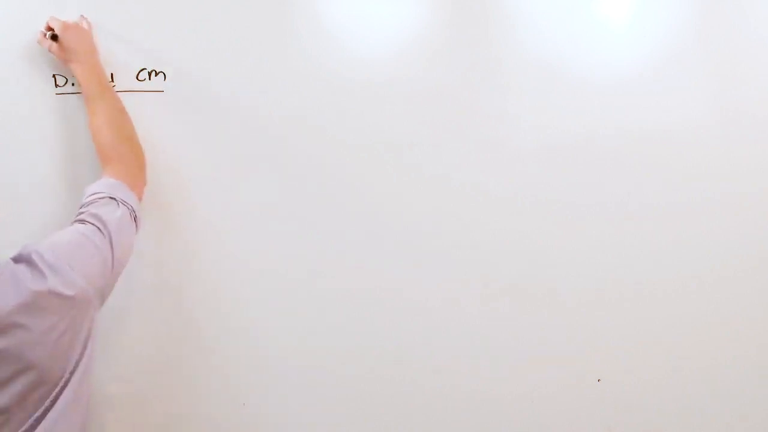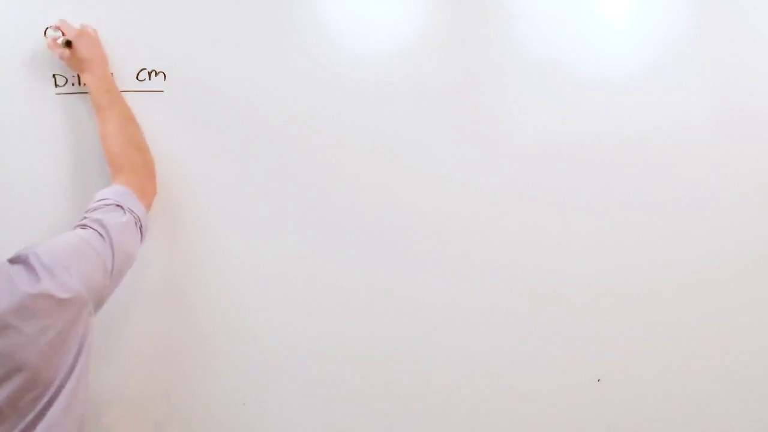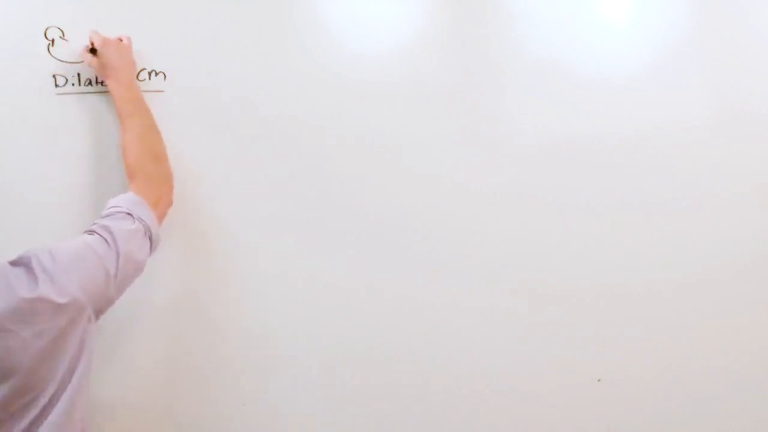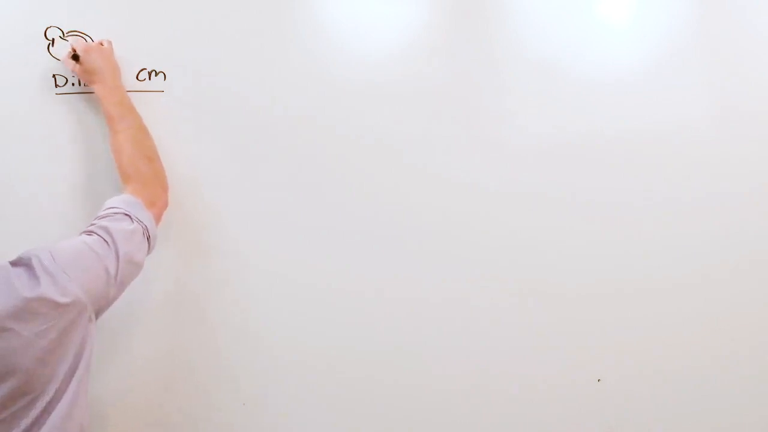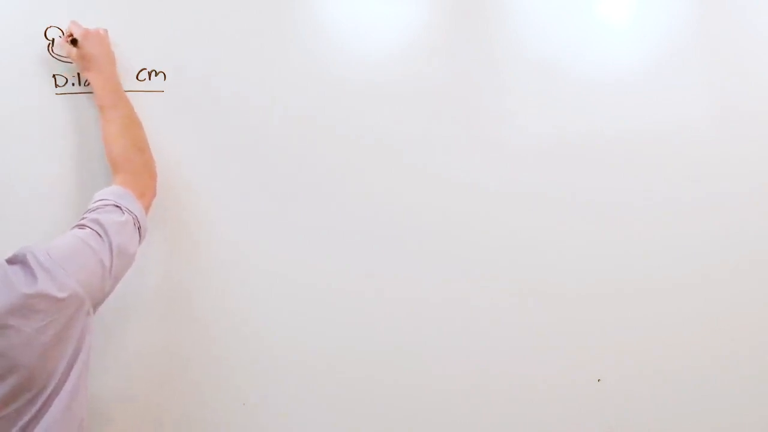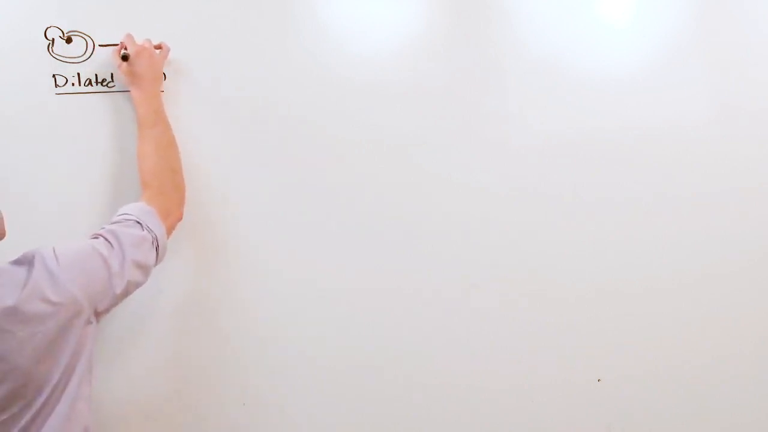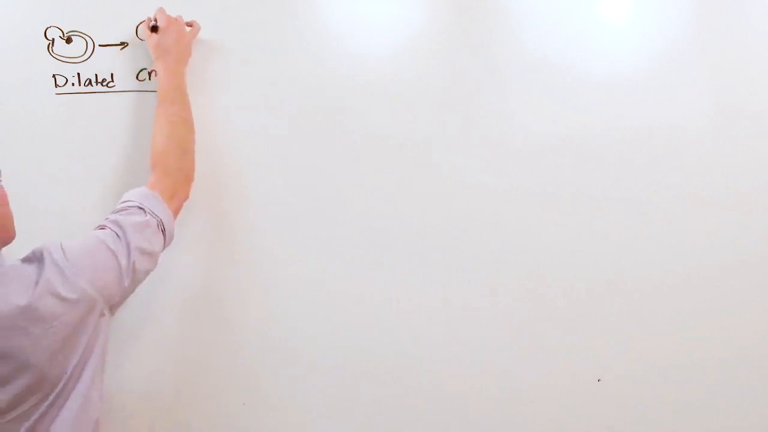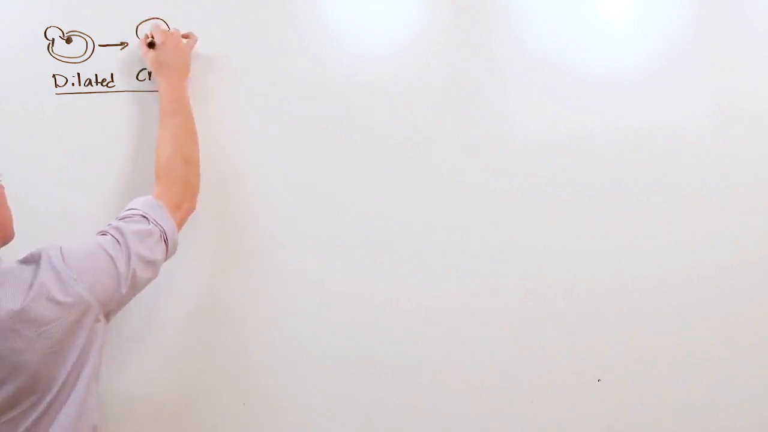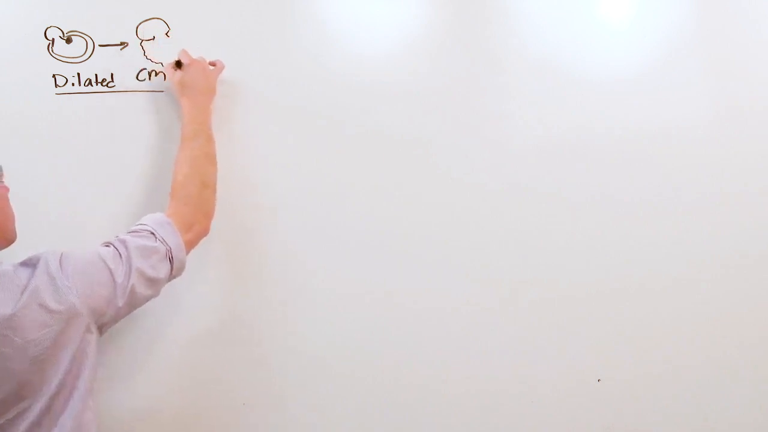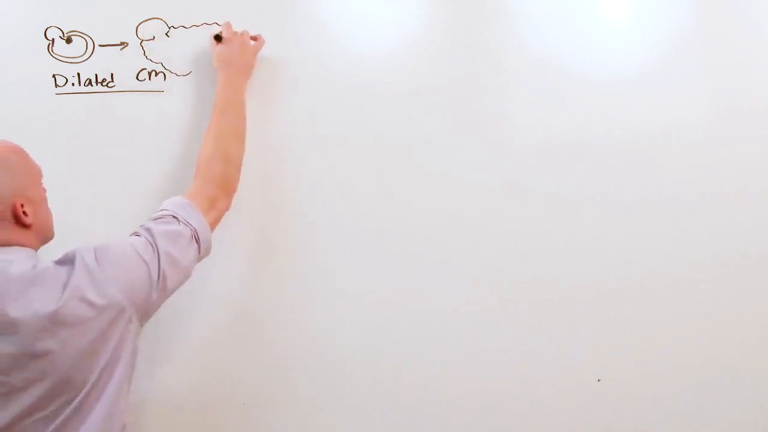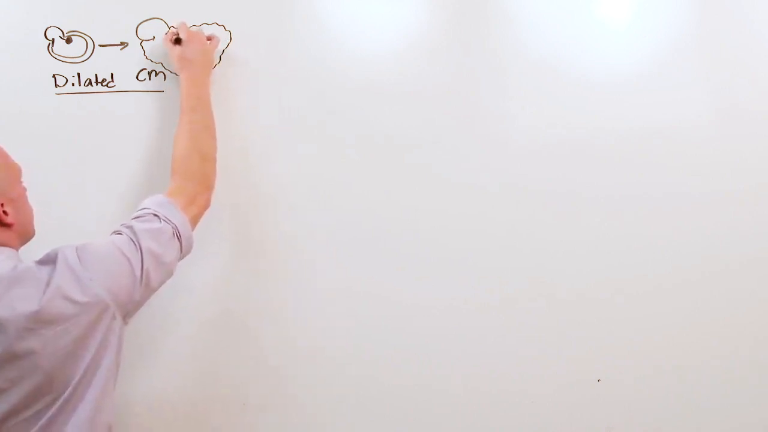This is a two-chamber heart: left atrium, mitral valve, and then the thick-walled ventricle with the aortic outlet. In dilated cardiomyopathy, as the name implies, the chambers dilate. And they essentially become thin-walled and floppy.